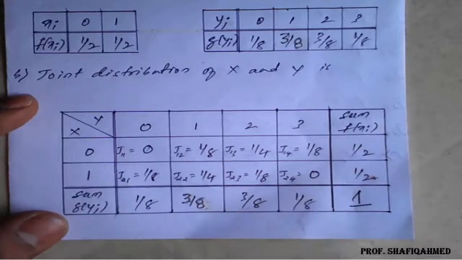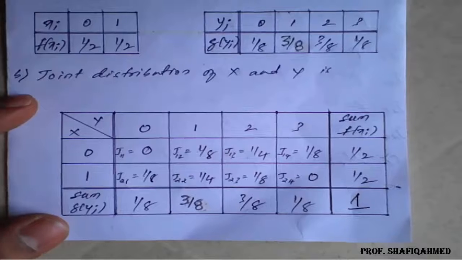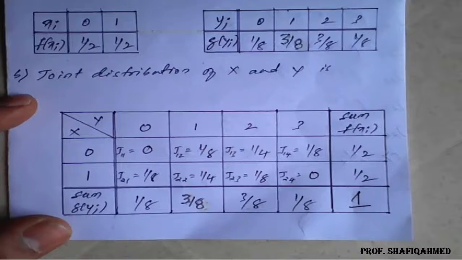Now we need to find the expectation of x, then the expectation of y, then the expectation of xy, and the standard deviation and correlation we need to find here.